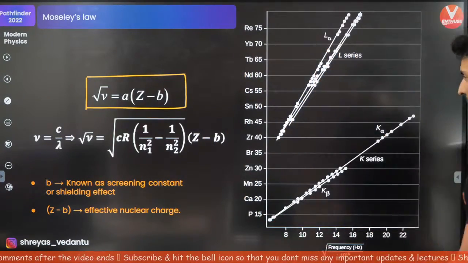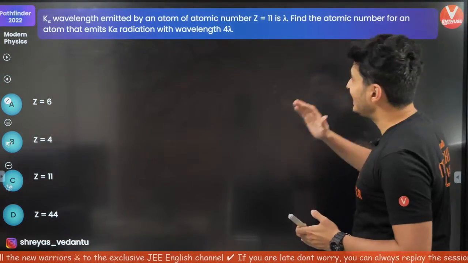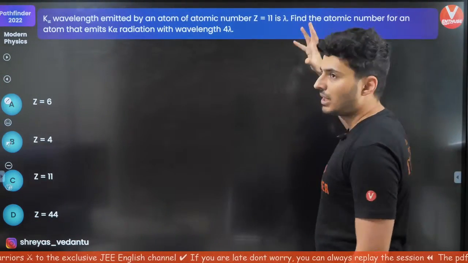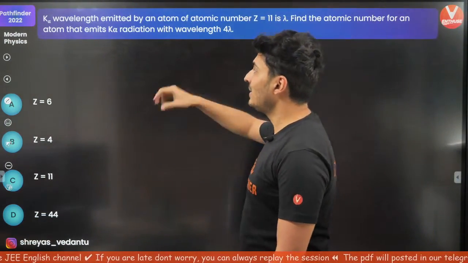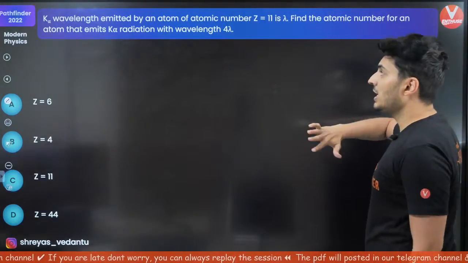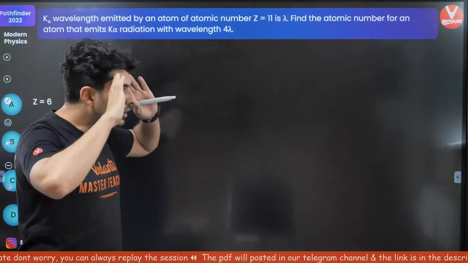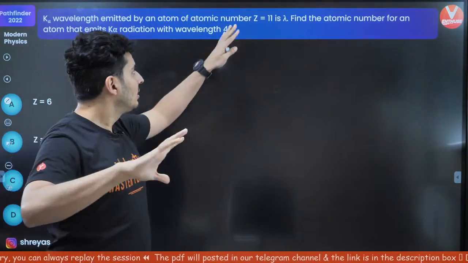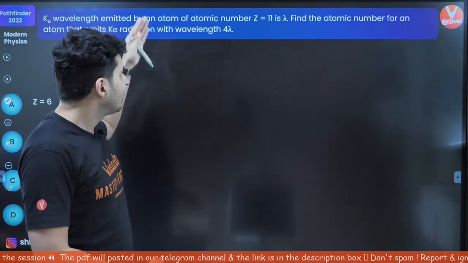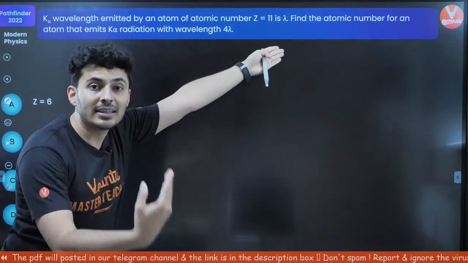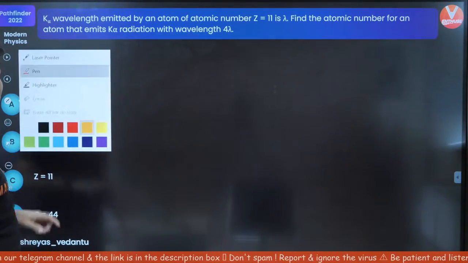Nu is also frequency. K alpha wavelength emitted by an atom of atomic number Z, which is 11, is lambda. What is the atomic number that emits the same K alpha radiation with a wavelength of 4 lambda? So there are two different targets, different Zs. Obviously their K alphas will be different. First K alpha is lambda, the other guy's K alpha is 4 lambda. The question is, what is the other guy's atomic number?